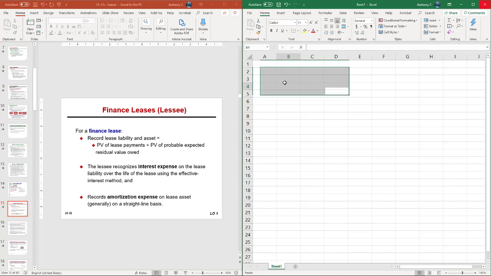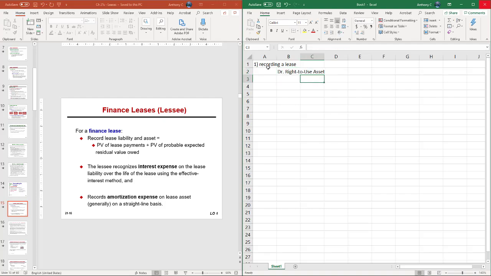Obviously, as we saw earlier, when we first take out a lease, we're going to record both a lease asset and a lease liability. So the first part will be recording a lease. If you think about what's happening with the lease, we are paying for the right to use the asset. Since we have control over it, we record a right to use asset. So we'll debit right to use asset.